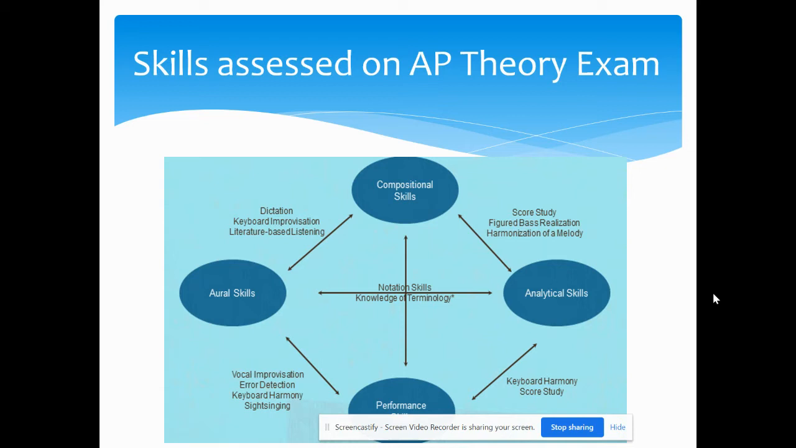There are 4 basic skills that are tested on that exam. We have compositional skills, as we just talked about, analytical skills, performance skills, where they actually will perform a melody that they see at sight with their voice. So even if they're an instrumentalist, they still have to sight sing as part of this course. And then aural skills, as we talked about, being able to analyze and notate music that they're hearing on the staff.